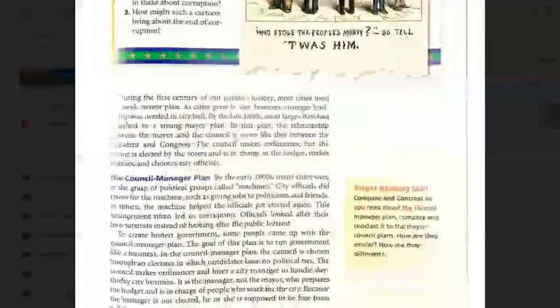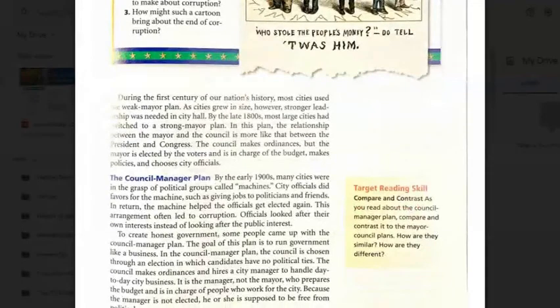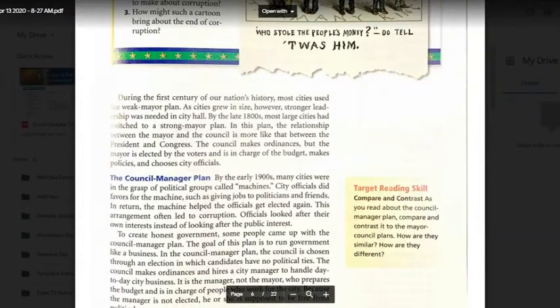Okay, so during the first century of our nation's history, most cities used the weak mayor plan. As cities grew in size, however, strong leadership was needed in City Hall. By the late 1800s, most large cities had switched to a strong mayor plan. In this plan, the relationship between the mayor and the council is more like that between the president and Congress. The council makes ordinances, but the mayor is elected by the voters and is in charge of the budget, makes policies, and chooses city officials.